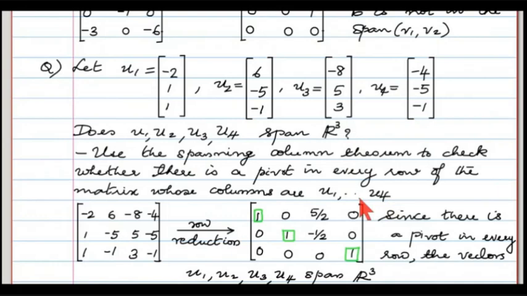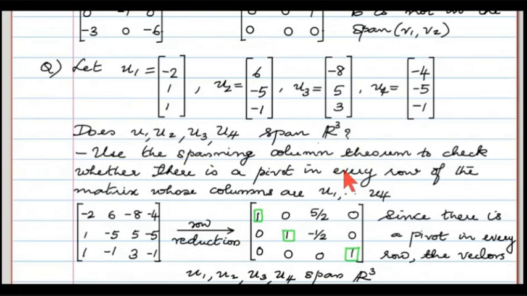So we have 4 rows. We need to check whether there is a pivot in every row. In every row we must have a pivot. If there is a pivot, then we can say that it spans R3. So consider the augmented matrix. u1 is the first column, u2 is the second column, u3 is the third column, and u4 is the last column.